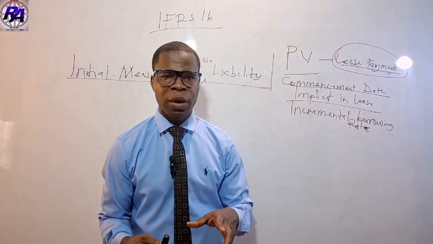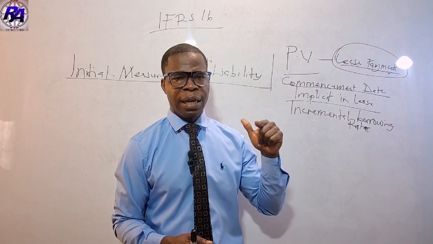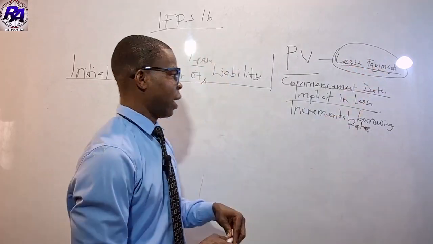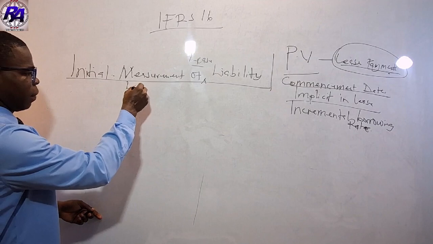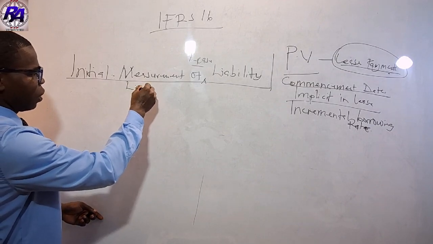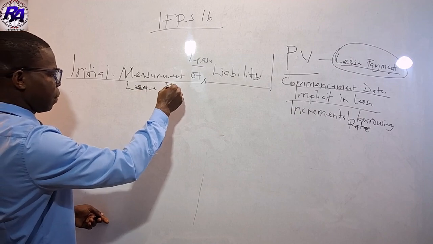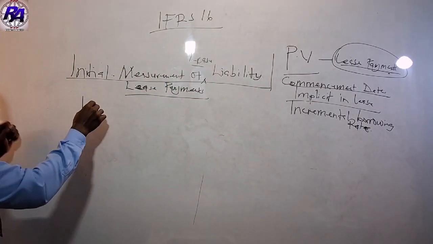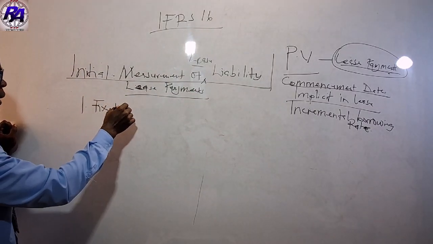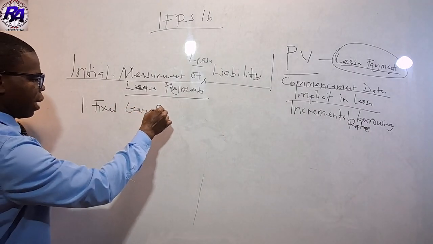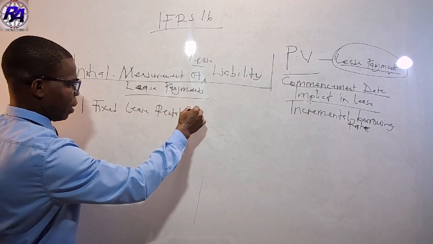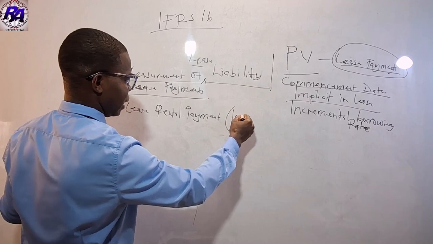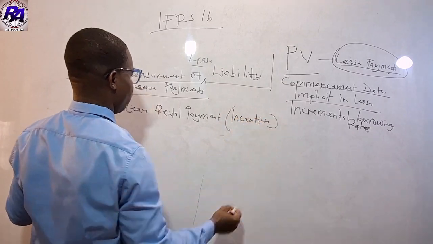Please take note. Okay, now let's look at what constitutes a lease payment when it comes to the lease liability. In terms of determining the lease liability, what constitutes a lease payment? Alright, the first thing we are going to look at is the fixed lease rental payment. Sometimes we are supposed to adjust it with any incentive. So we adjust this payment with any incentive.